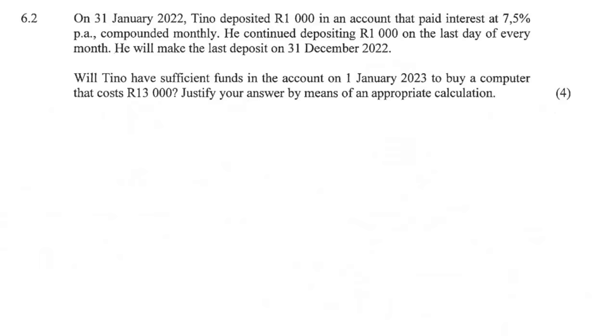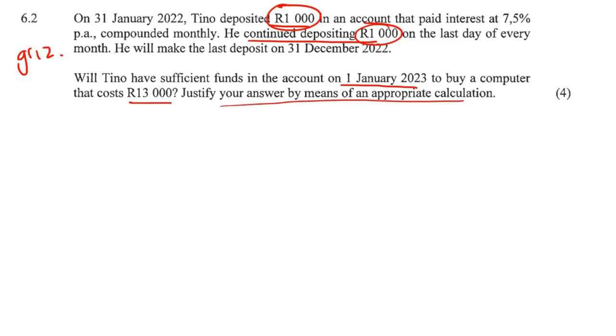On 31 January 2022, Tino deposits 1,000 Rand into an account that pays interest at 7.5% compounded monthly. He continues to deposit 1,000 Rand on the last day of every month. So this is immediately a grade 12 question because you've got someone who is depositing money regularly and it's the same value. And he just does that regularly. It says, will Tino have sufficient funds in the account on 1 January 2023 to buy a computer that costs 13,000 Rand? Justify your answer by means of a calculation.